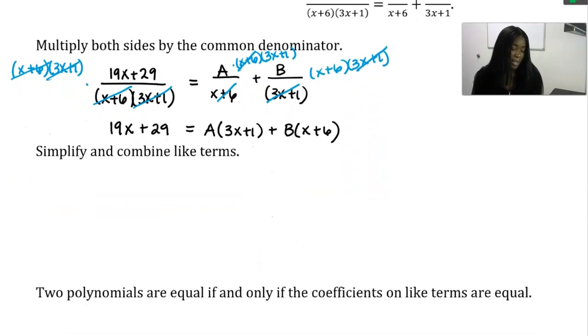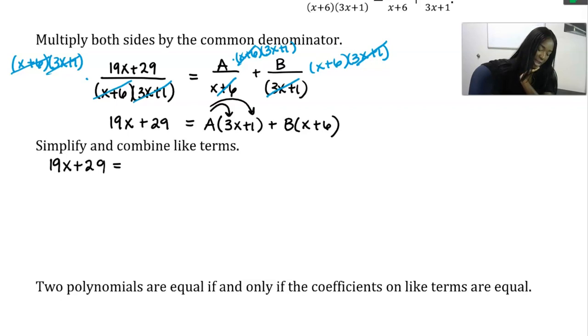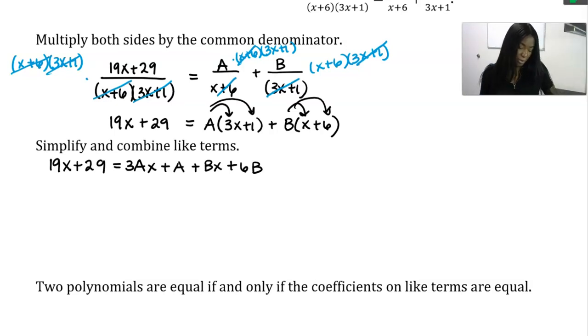Okay, so now I'm going to simplify and combine like terms. There's not much for me to simplify on the left side of the equation. I'm just going to leave that as 19x plus 29. But on the right side of the equation, I need to distribute the a to both of these terms in here, and then I'll also distribute the b. So when I distribute the a, we get 3ax plus a. And then I'm going to distribute the b, so I'll get plus bx plus 6b.